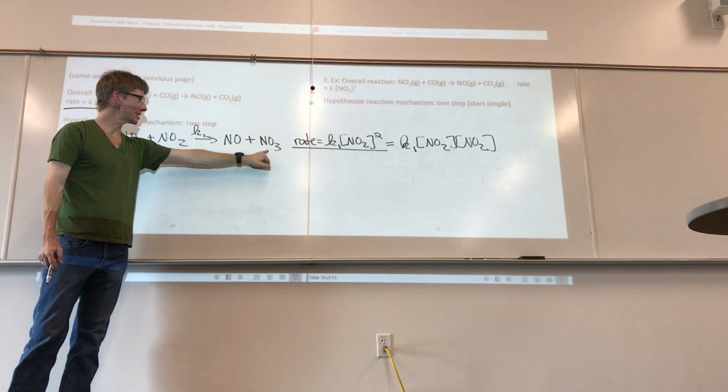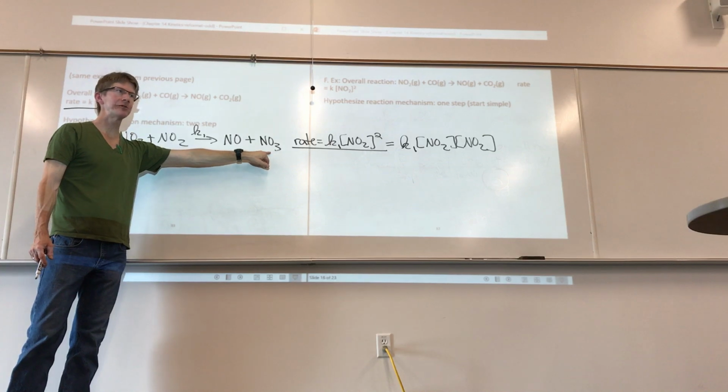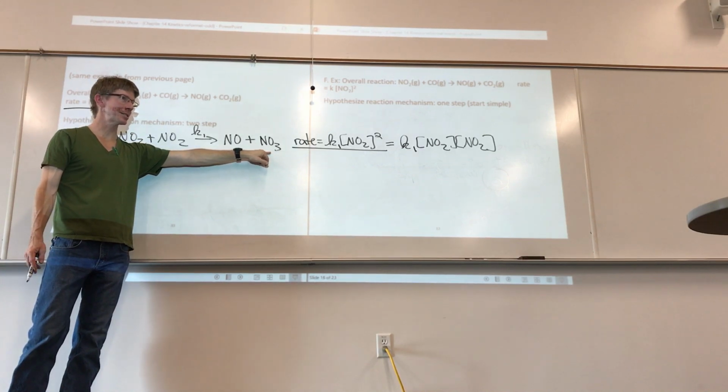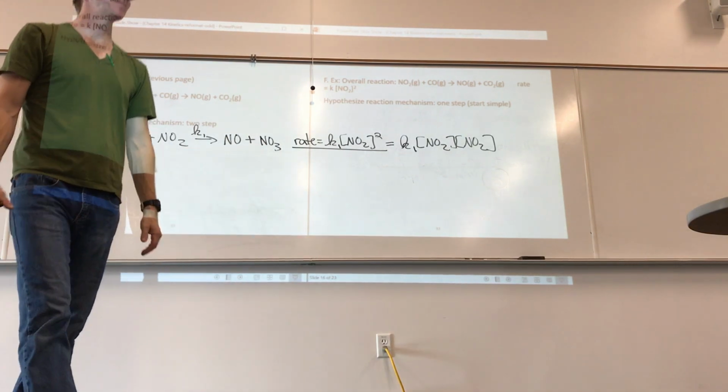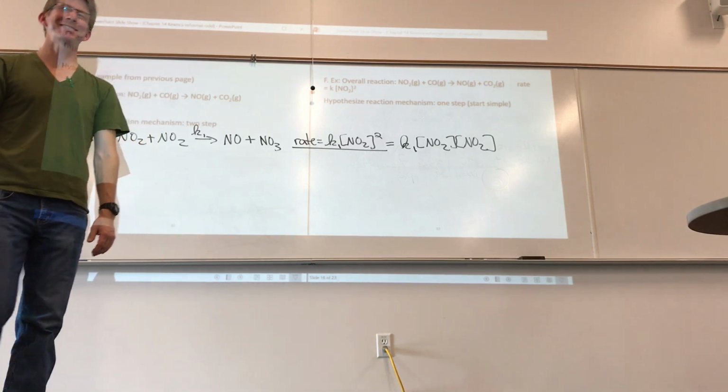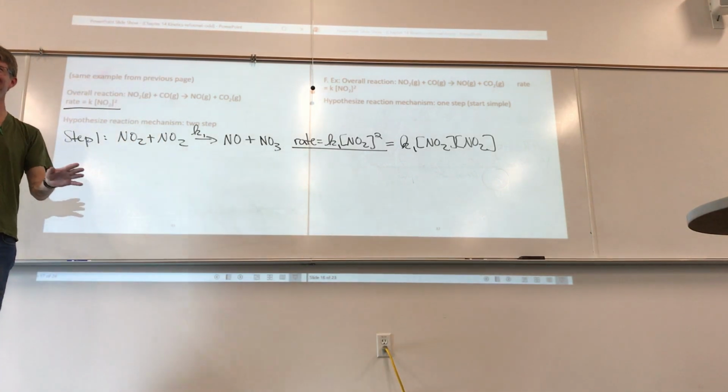Let's see. Odd number of valence electrons. It'd be tough to draw something with octets on it. But yes, you could be asked to do that. That's a great idea. Thanks. No, I already had that idea.